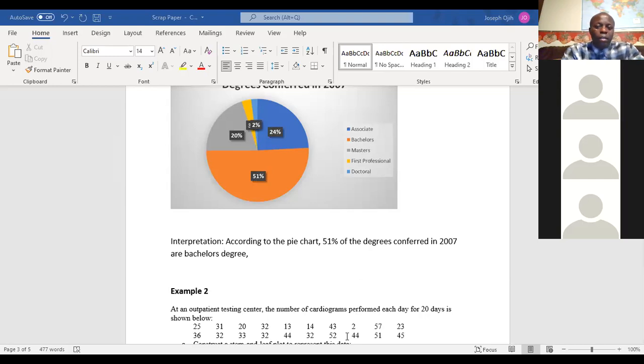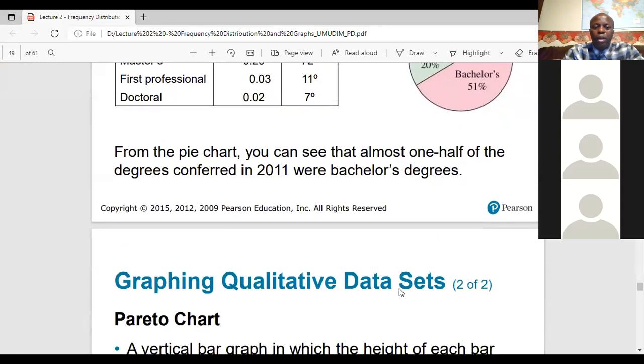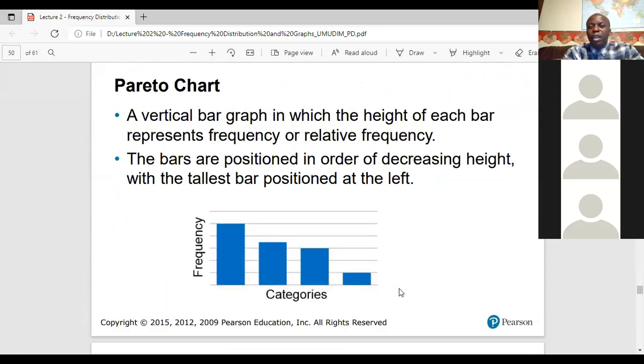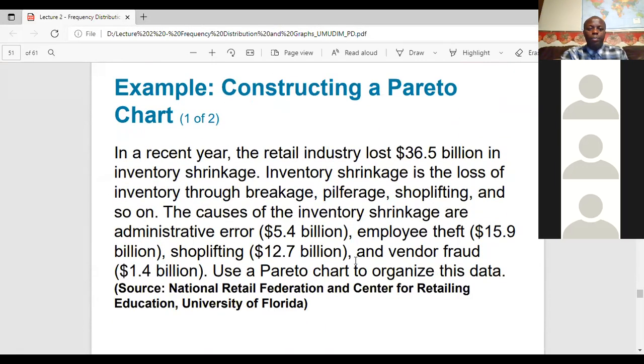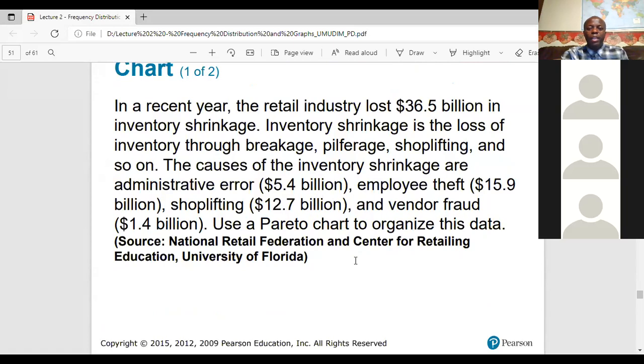Okay. All right. Now let's go back to our notebook. Okay. Now, next is the Pareto chart. Pareto chart is like the bar chart. Bar chart is just that you put them in order before you draw the graph. Like if you look at this example here, it said in a recent year, the retail industry lost 36 billion in inventory shrinkage. Inventory shrinkage is the loss of the inventory through breakage, pilferage, shoplifting, and so on.